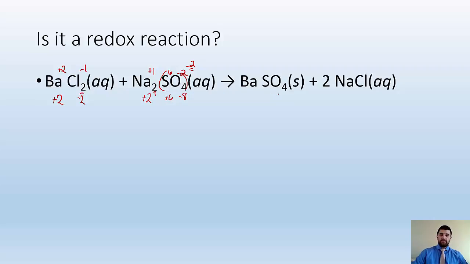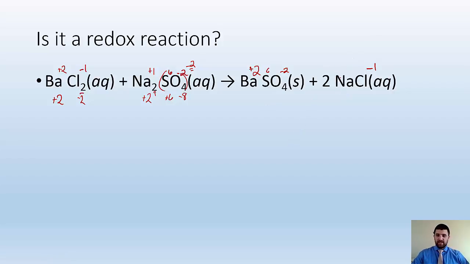And then I do the same thing over here. All right. Each oxygen is -2. Sulfur is going to have to be +6 so that overall the sulfate ion gives me a -2. And the barium, therefore, has to have a +2 charge. The chloride ion is going to be -1, and the sodium ion is going to be +1.